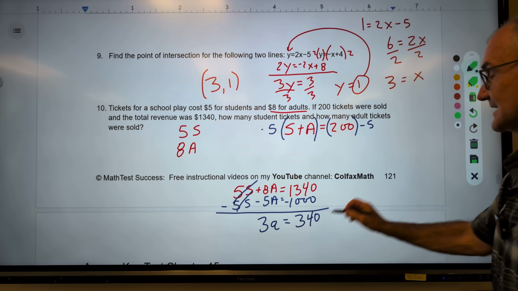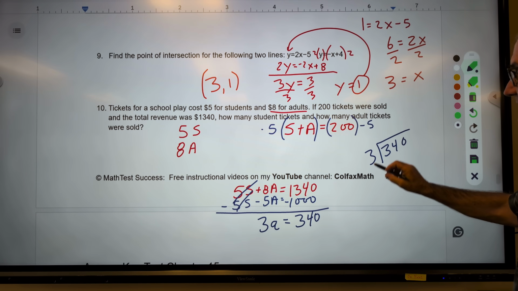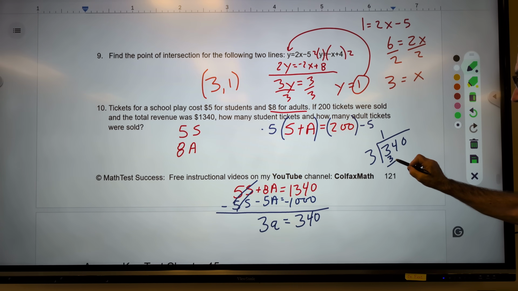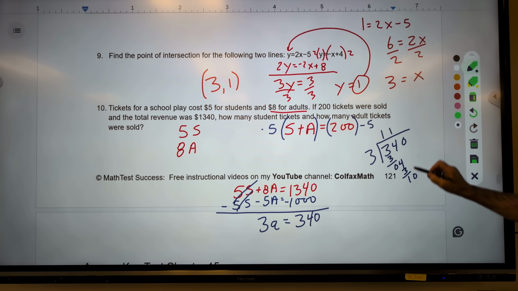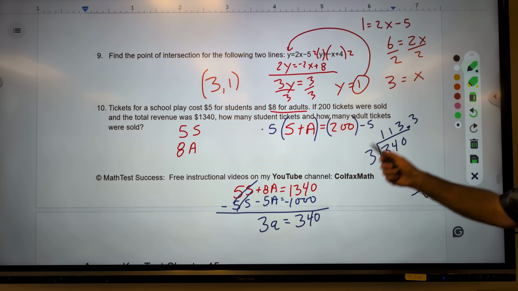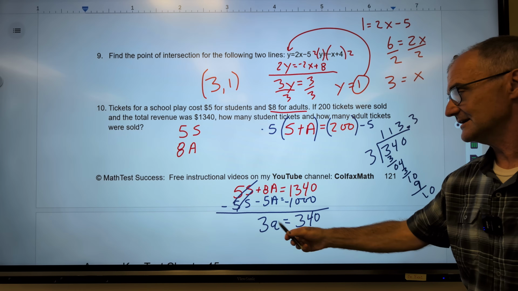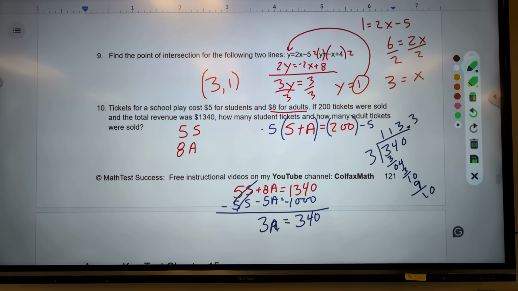And then I divide both sides by 3. 340 divided by 3. 3 goes in here once, 0, then 3 goes in here 3 times, 9, once, 113.3. Doesn't quite make sense. So how many adult tickets were sold? We are solving for A here. Solving for A, so 113.3 adult tickets were sold.